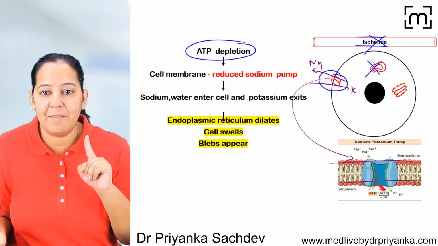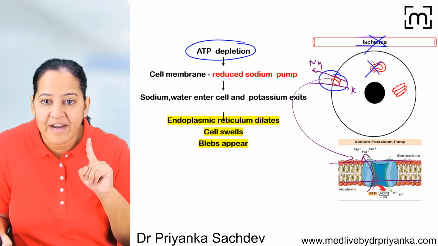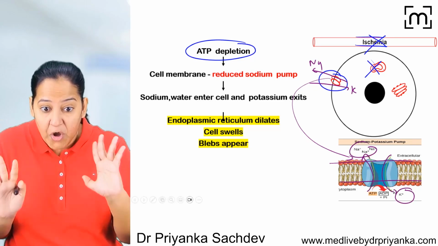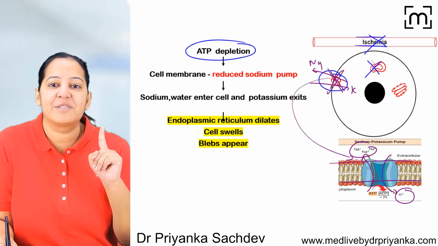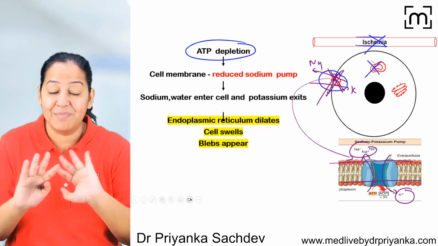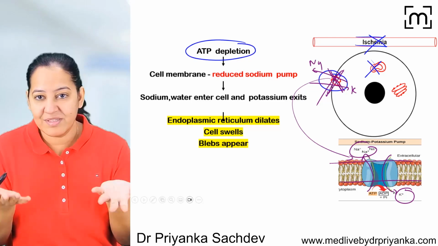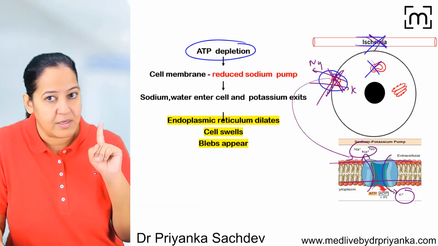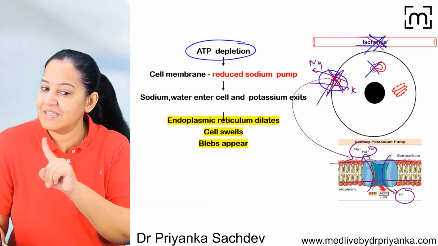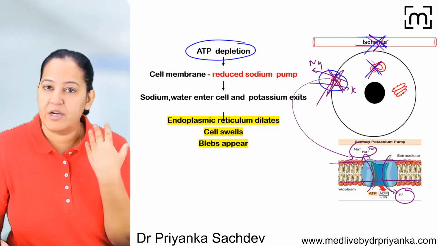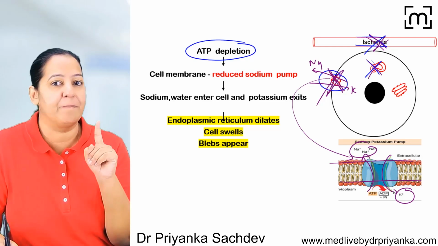You can see the zoom version of this pump here. You can see this is the cell membrane. You can see sodium is going out, look at the arrow, and potassium is coming in, look at the arrow. This is normal. But imagine if ATP is absent, this will not happen because the pump is not functioning. There is ischemia. Ischemia means no blood. No blood means no oxygen. No oxygen means no oxidative phosphorylation. No oxidative phosphorylation, no ATP. ATP is not there, so the pump is not functioning.